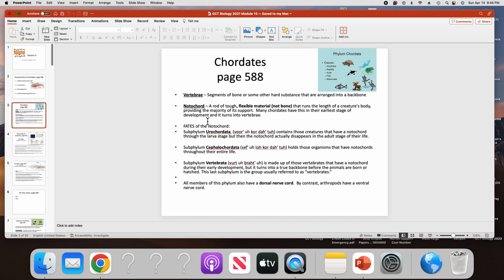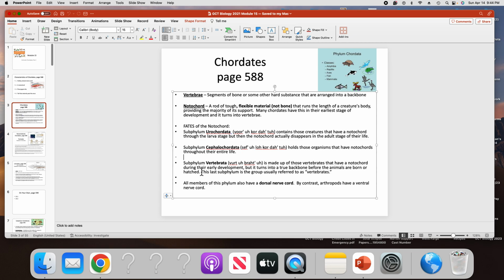So there can be various fates or sort of developmental destinations of the notochord, and we're going to go over these 3 that are here. So the first one is the subphylum Urochordata. That contains creatures that have a notochord in their larval stage, but then the notochord actually disappears in the adult stage of their life. And then the second is the subphylum Cephalochordata. This holds organisms that have notochords throughout their entire life.